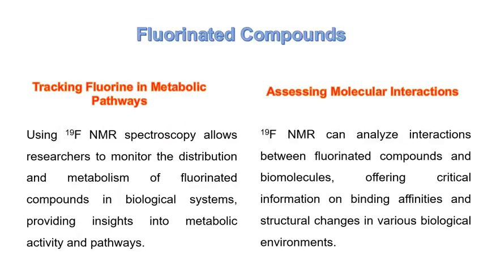Applications of F19 NMR spectroscopy. Fluorinated compounds. Tracking fluorine in metabolic pathways using F19 NMR spectroscopy allows researchers to monitor the distribution and metabolism of fluorinated compounds in biological systems, providing insights into metabolic activity and pathways.